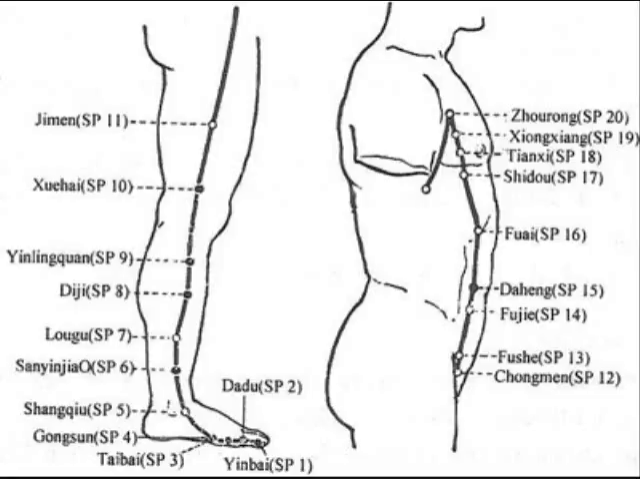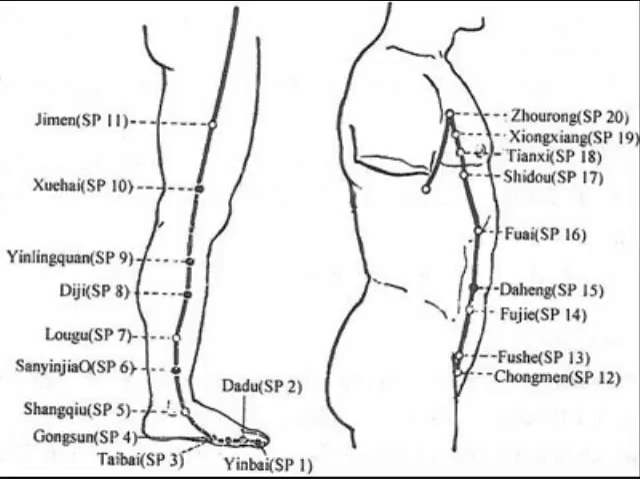Spleen 3. Proximal and inferior to the head of the first metatarsal bone at the junction of the red and white skin. Spleen 4. In the depression distal and inferior to the base of the first metatarsal bone at the junction of the red and white skin.